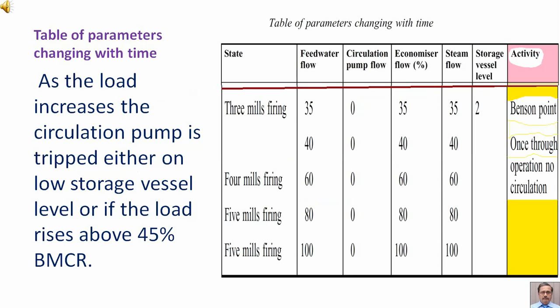As the load increases, the circulation pump is tripped either on low storage vessel level or if the load rises above 45% BMCR.